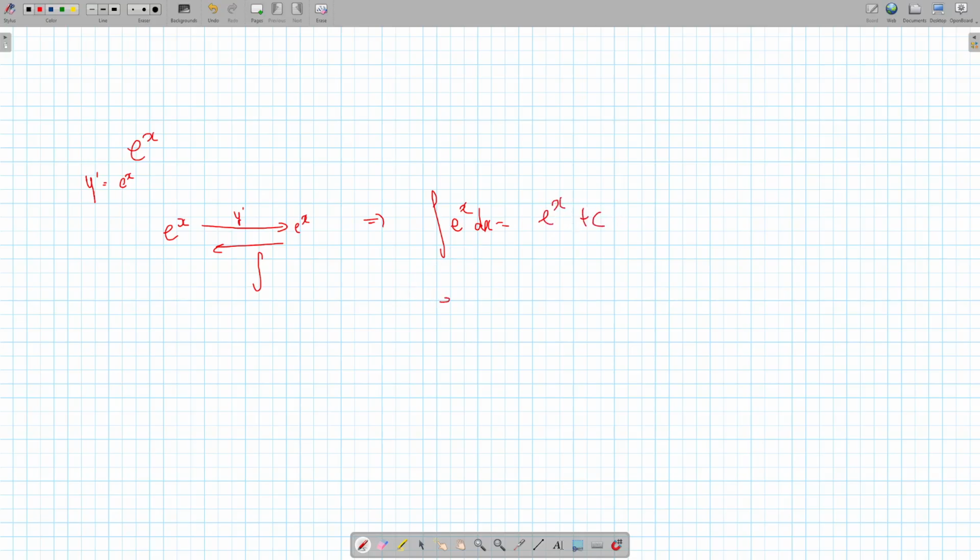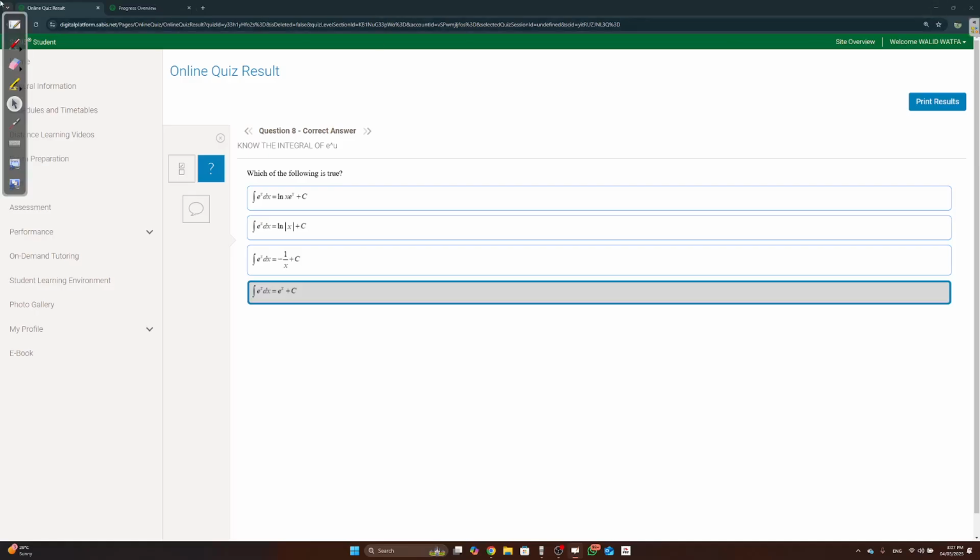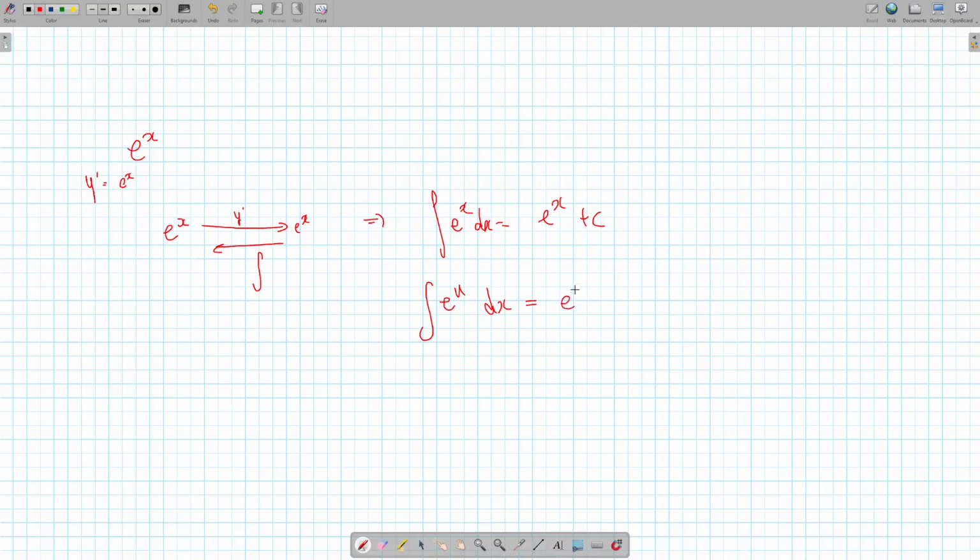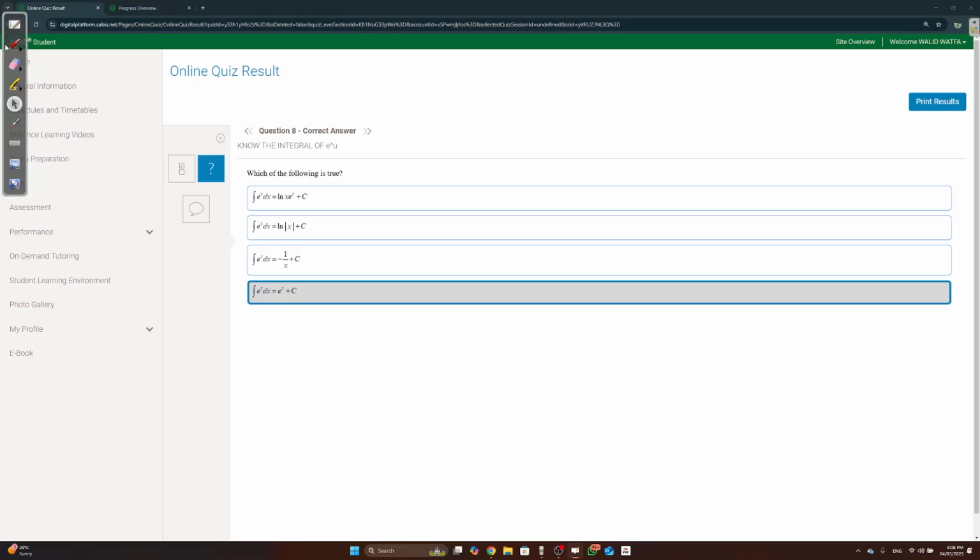But let's say you have e to the power of u dx. What do you have to do? You have to divide by u prime. E to the power of u over u prime plus c. But I don't think they asked one with u. I don't know, we'll see later. Anyways, know the integral of e to the power of u. But here they put x.